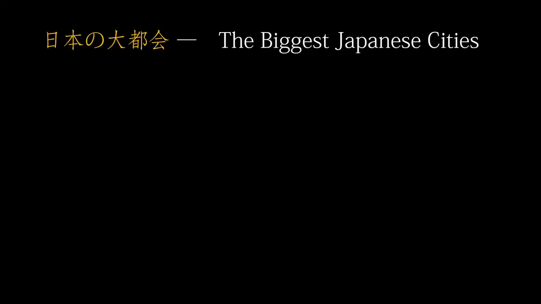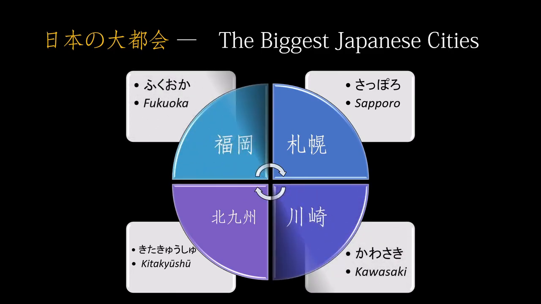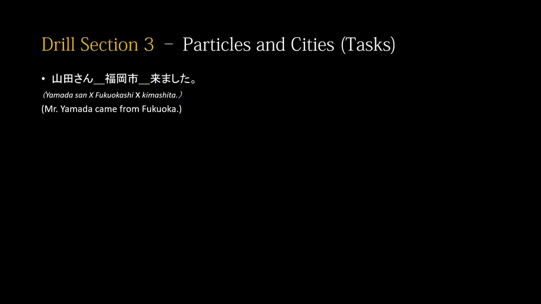And now we are moving to our final list of the biggest Japanese cities, and these are Fukuoka, Sapporo, Kitakyushu, and Kawasaki. Once again, kanjis are in the middle, and on the outer side of this illustration are their readings and their Romaji transcription. So we will be focusing on Fukuoka, then on Sapporo, Kitakyushu, and Kawasaki in the third drill set.